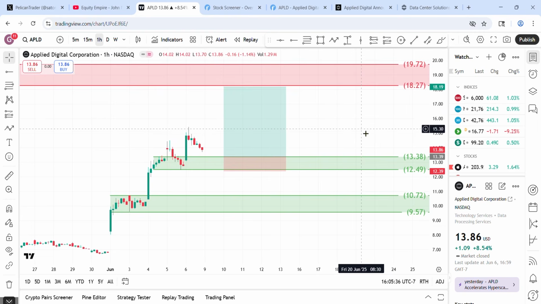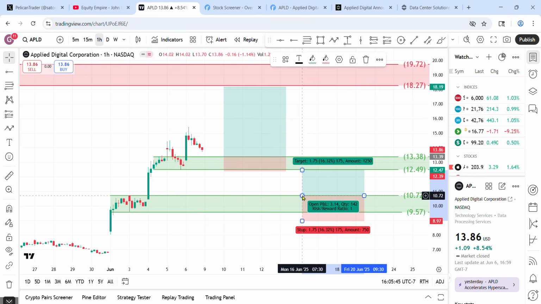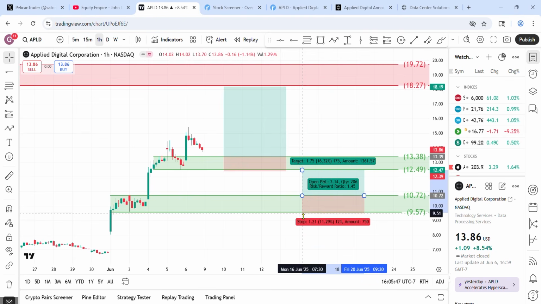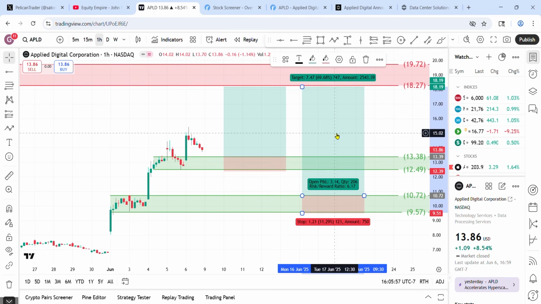Okay, a more conservative trade setup would be placing a buy limit order on the top of the lower support level, the 10.72 price point, protective stop just below 9.57, and the same target price, just in front of that resistance level. And that trade setup has a 6.1 to 1 reward to risk ratio. So in other words, for every $100 worth of risk you take on that setup, it would have a reward potential of a little over $600.